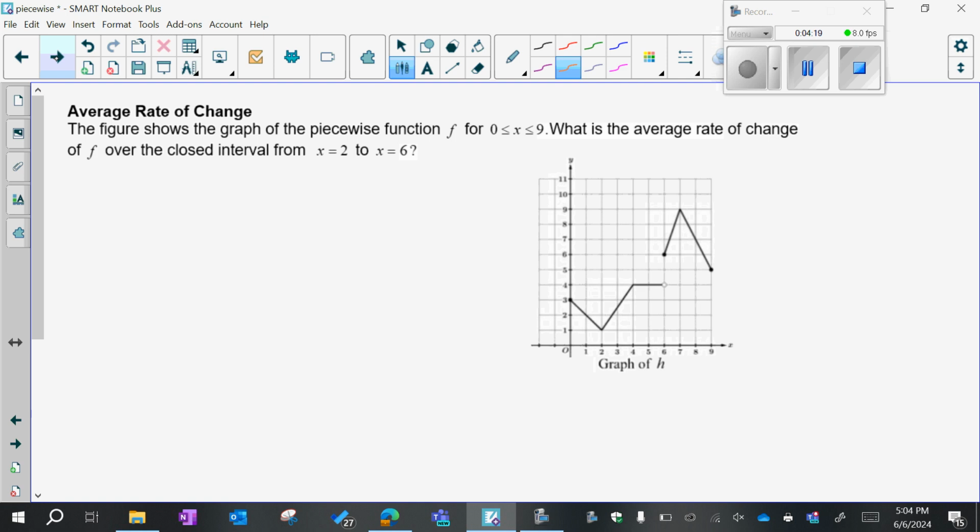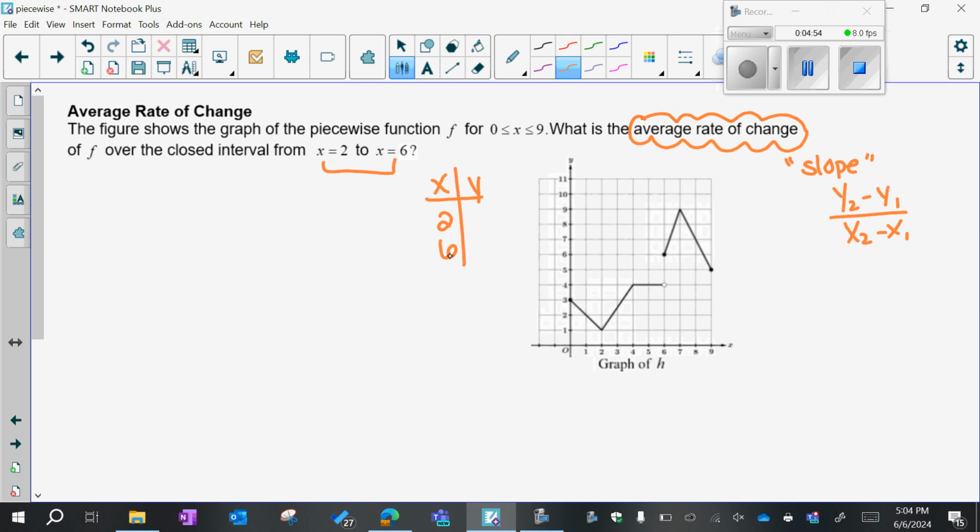And then lastly, and this is where you'll most likely see a piecewise function, to find a rate of change. The figure shows the graph of a piecewise function f for 0 is less than or equal to x, which is less than or equal to 9. What is the average rate of change of f over the closed interval from x equals 2 to x equals 6? So remember, average rate of change is just like slope. So I'm going to use my formula, y2 minus y1 over x2 minus x1. These are my two x values. So that means I need to find their corresponding y values, or essentially I need to find f.